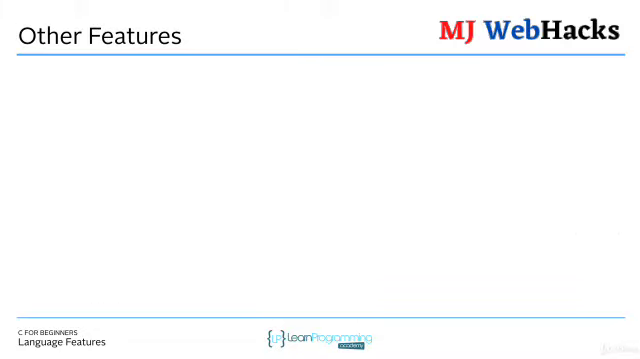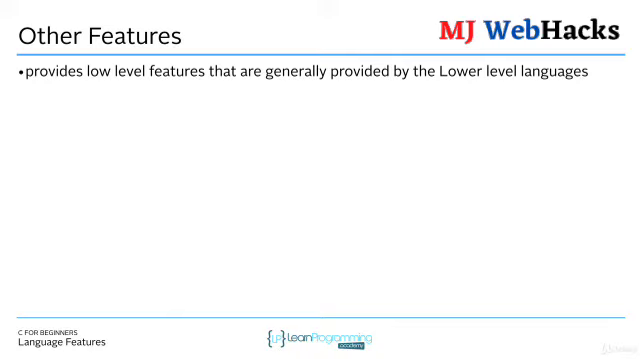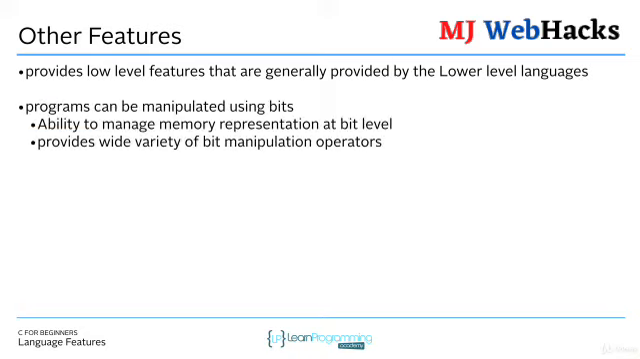Some other features: C provides low-level features that are generally provided by lower-level languages. We talked about this. But again, the best example of this is memory management, direct access to memory. Programs can be manipulated using bits. Wow, if that's not low level, I don't know what is. It is the ability to manage memory representation at a bit level. Bits and bytes are how we actually store data on computers. C provides a wide variety of bit manipulation operators. Again, something in the language that we'll talk about in more detail.